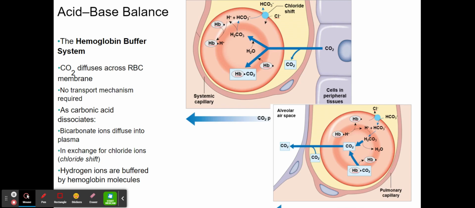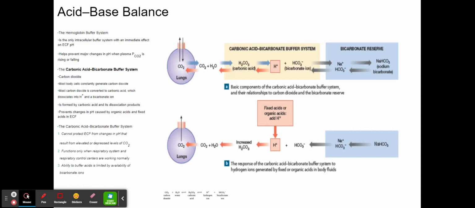Body cells generate carbon dioxide virtually 24 hours a day. Exceptions are red blood cells, some cancer cells, and tissues temporarily deprived of oxygen. As we've seen, most of the carbon dioxide is converted to carbonic acid, which then dissociates into a hydrogen ion and a bicarbonate ion. The carbonic acid and its dissociation products form the carbonic acid-bicarbonate buffer system. The primary role of this buffer system is to prevent changes in pH caused by organic acids and fixed acids in the ECF. The carbonic acid-bicarbonate buffer system consists of the reaction introduced in our discussion of volatile acids.